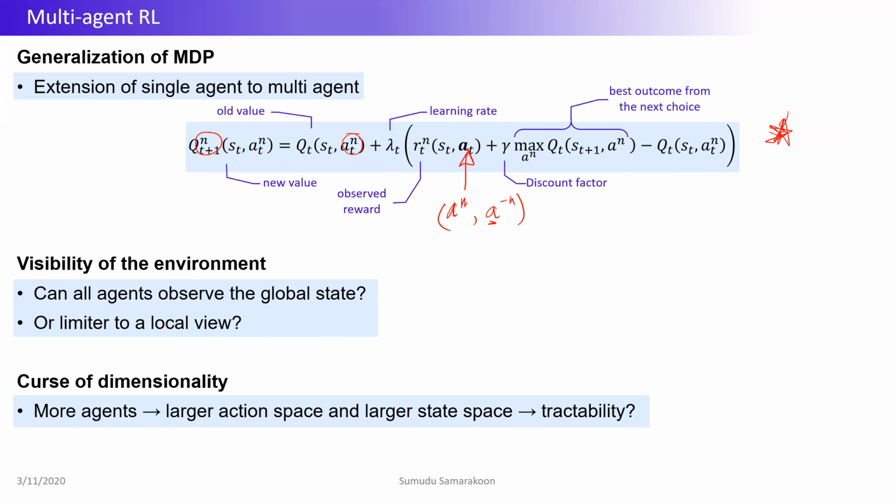Another key aspect is what could happen with increasing the number of agents: the action space and the state space start to grow. With such large action and state dimensions, it will be challenging to track these Q values for each state-action pair. This is commonly known as the curse of dimensionality. The higher the dimensions, the more challenging it is to track these values.